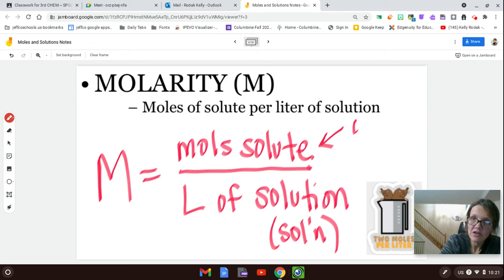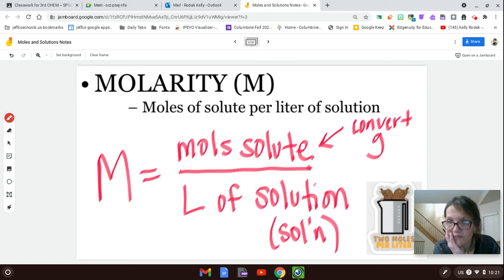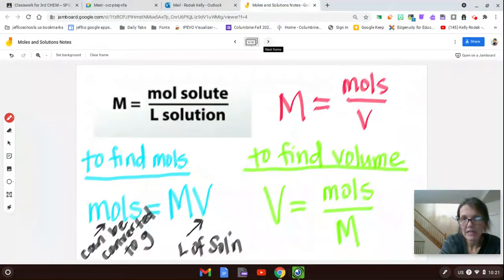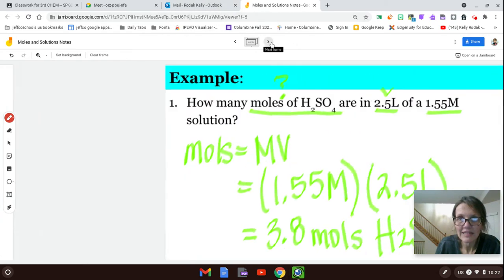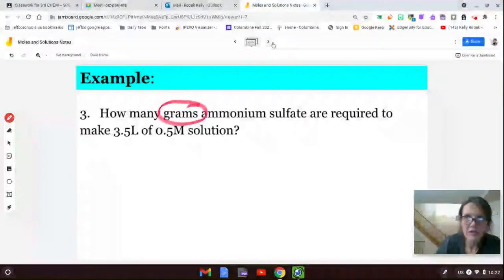So we can convert grams to get moles, or vice versa, if we know the moles, then we can convert to grams. So here, if we want to find grams, then we're going to start by solving for moles, and then we'll convert it out to the gram using the molar mass. So this is a two-step problem.